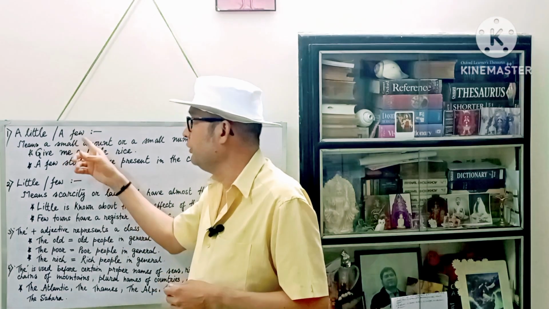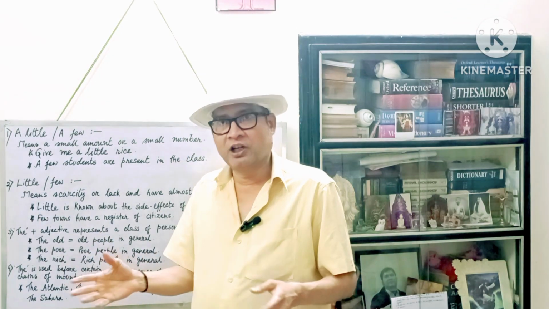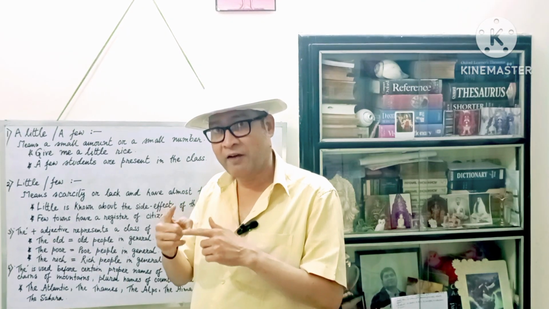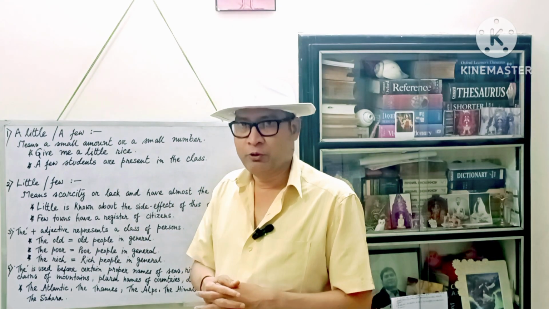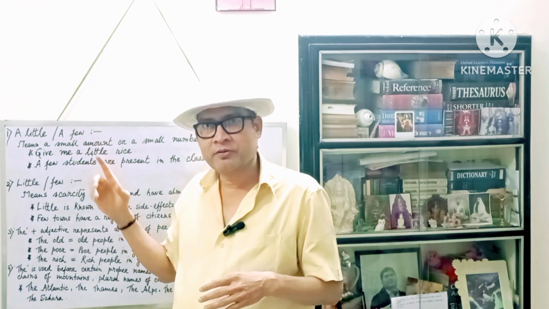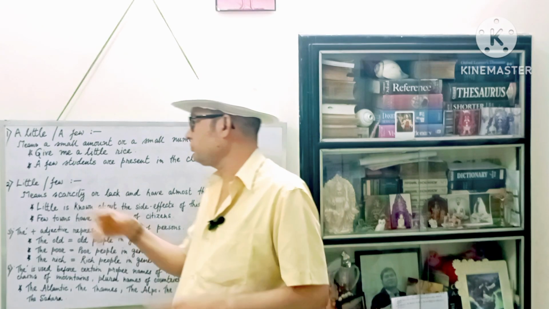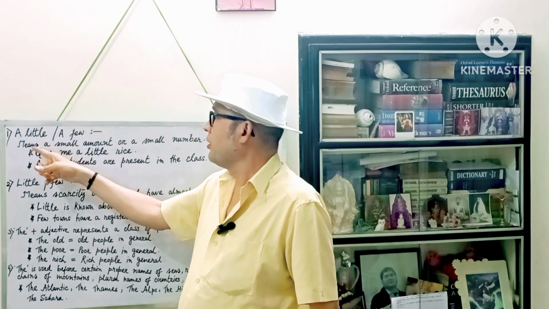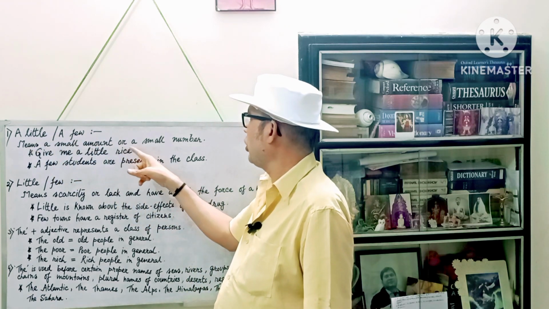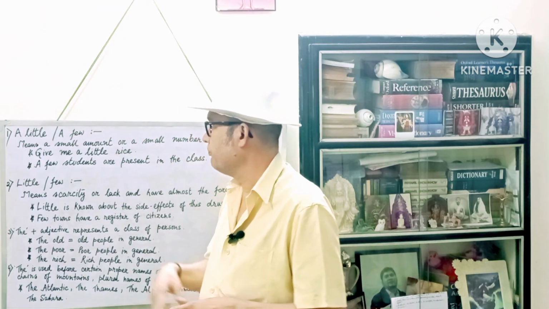That's right. And few should be used with countable nouns, for example, a few boys, a few girls. But remember, you have to use this article before that. Otherwise, the sentence will have a different meaning, which you don't want, of course. So a few boys, a few girls, means a certain number of boys, a certain number of girls. A little, a few means a small amount or a small number, as I have already told you. A certain number or a small number.